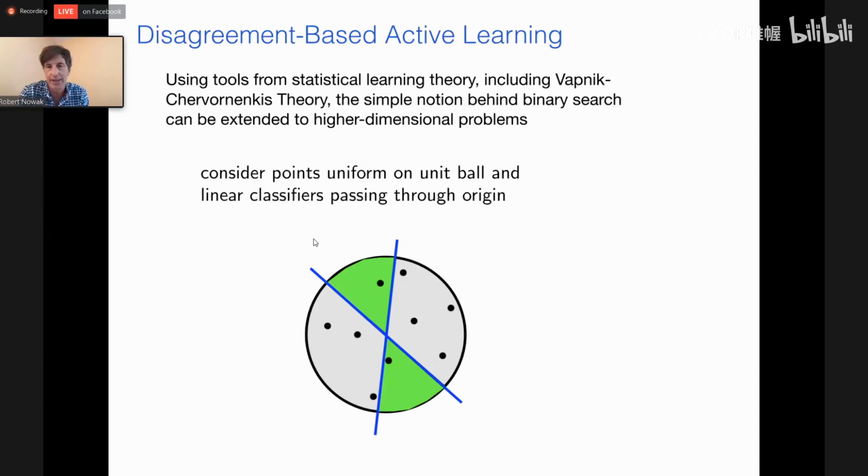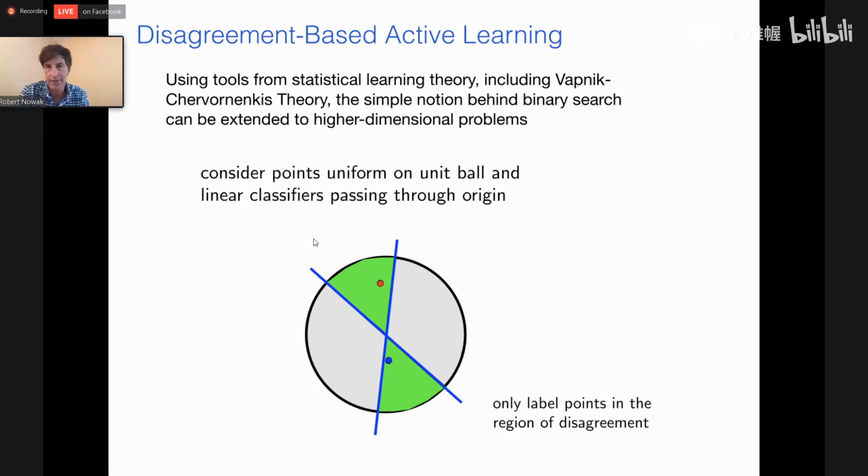So we're just going to collect a random set of unlabeled examples. But instead of asking for labels for all of these, we're only going to request labels for examples that are in that region of disagreement. Because again, we know they'll all agree on the examples in the gray area. So we only need to request labels for examples in the green region of disagreement.